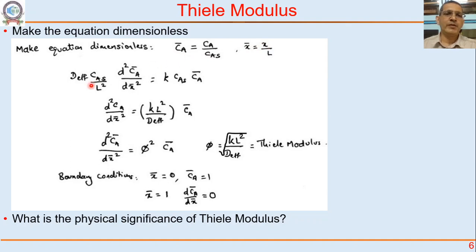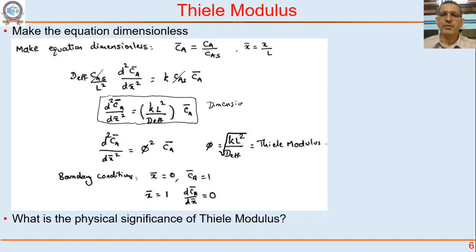Okay, so now our equation becomes effective diffusivity times CAS d square CA bar divided by L square dx bar square, and K CAS CA bar. Small correction, this should be CA bar. And this CAS will now cancel. So this gives us our differential equation in the dimensionless form. Because it is in the dimensionless form, it is applicable for all conditions, whatever be the K, whatever be the L, whatever be the effective diffusivity. So this is our dimensionless equation.